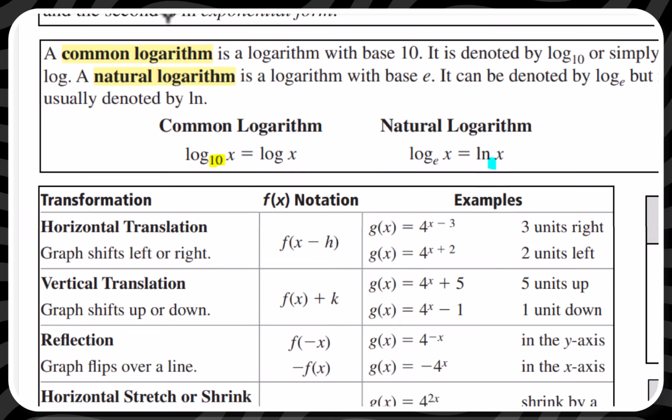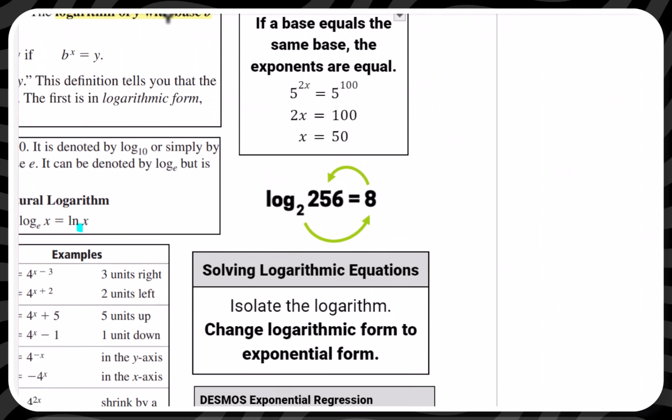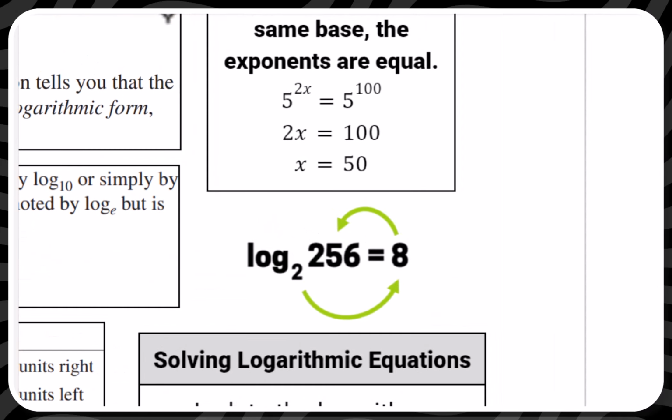The good news is all your transformations are going to be the same as they were in chapters 1, 2, 3, and 4. And you need to be a pro at changing a logarithm to an exponent and then going back from an exponent to a logarithm.